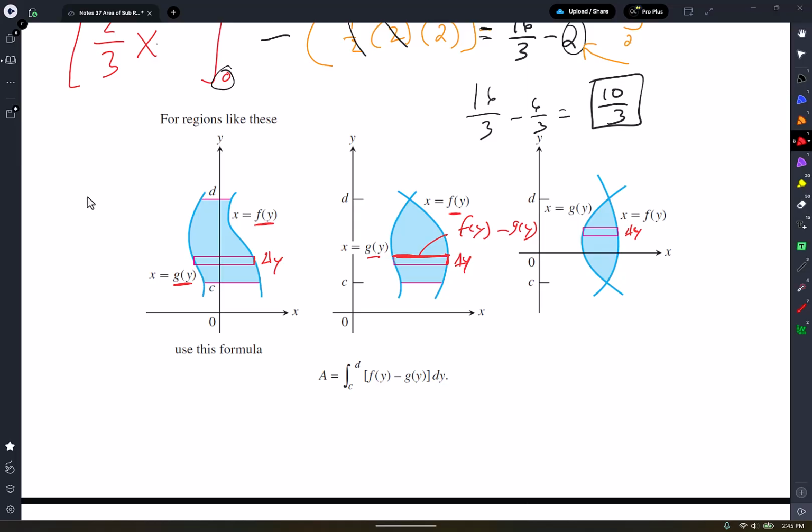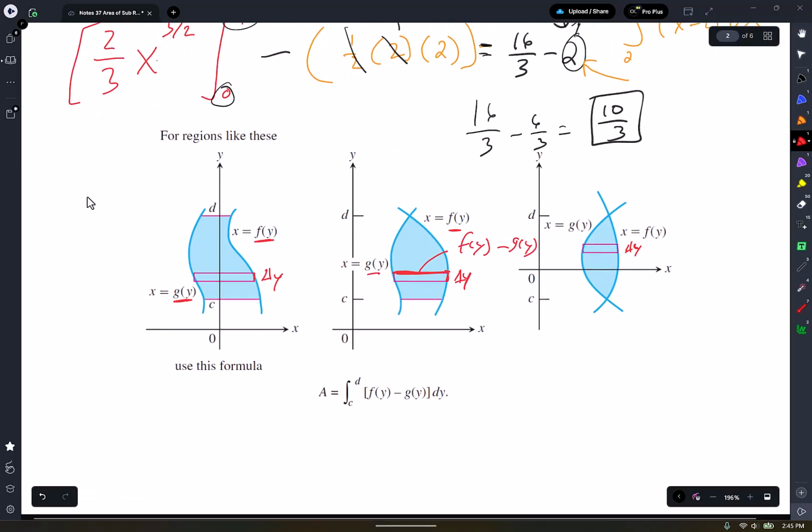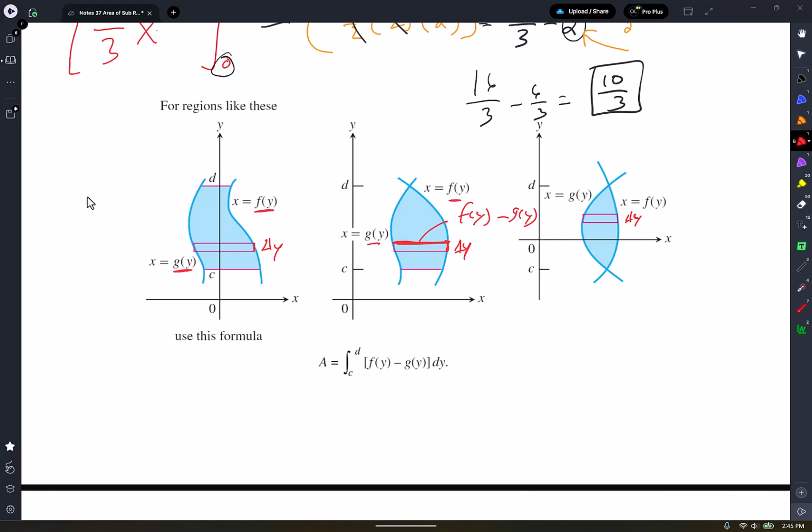Why is that the height? Why can't you say g of y minus f of y? Okay, let me do a number line. You guys ready? If I told you this is just a number line, that's negative 1, that is 5. What is the distance between these two numbers? It's not 4. It's 6. How did you do that? The rightmost number minus the leftmost number.